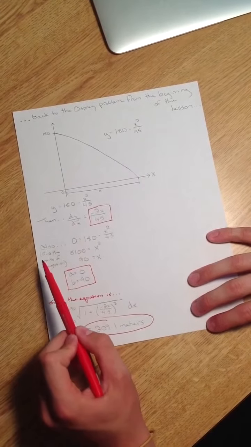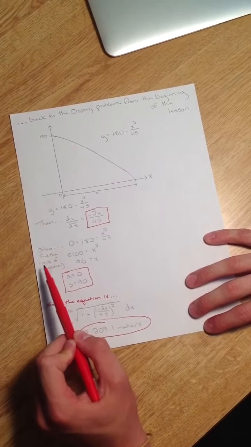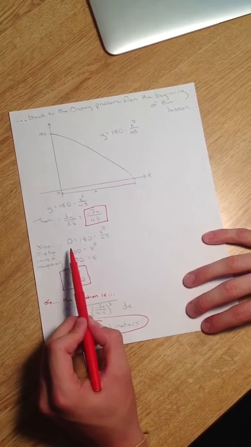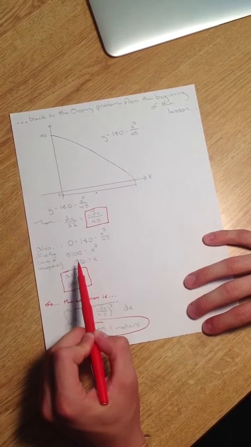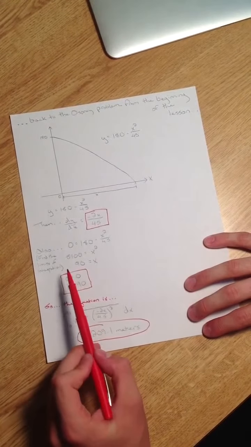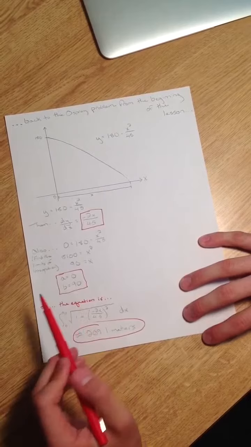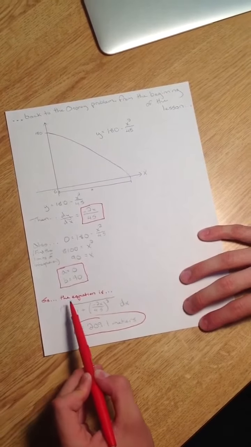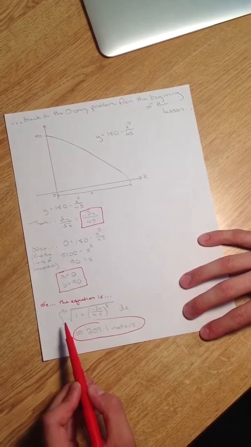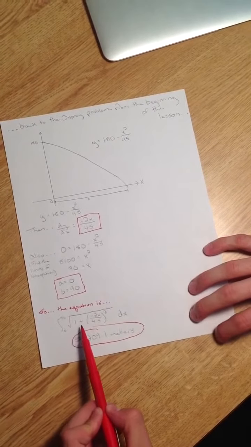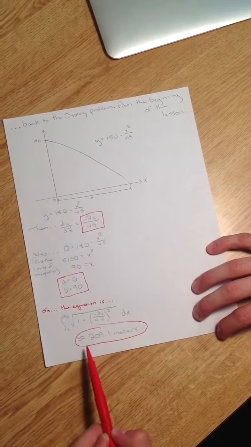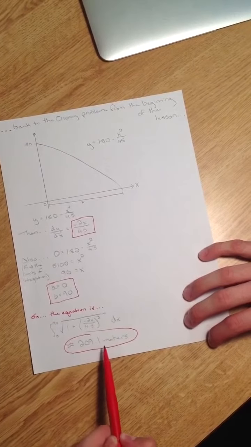Also, in this equation, you must find the limits of integration for your integral. In order to do that, you must make y equal to 0 and solve for x. When you do that, you get x equals 90. So you have a is 0 because you're starting at 0, and b is 90. So, using our arc length formula, the equation is the integral between 0 and 90 of the square root of 1 plus negative 2x over 45 squared dx, or about 209.1 meters.